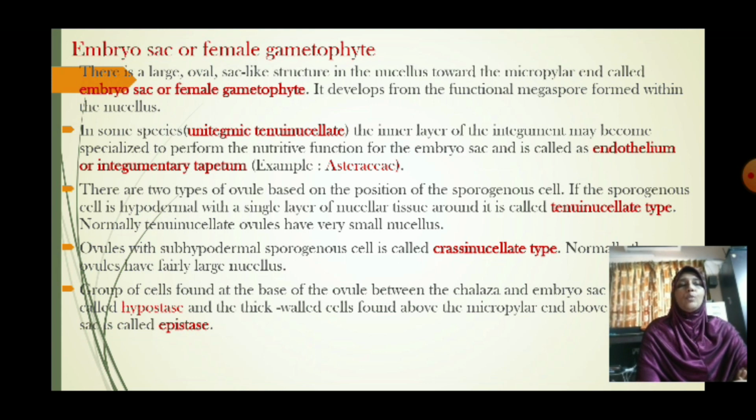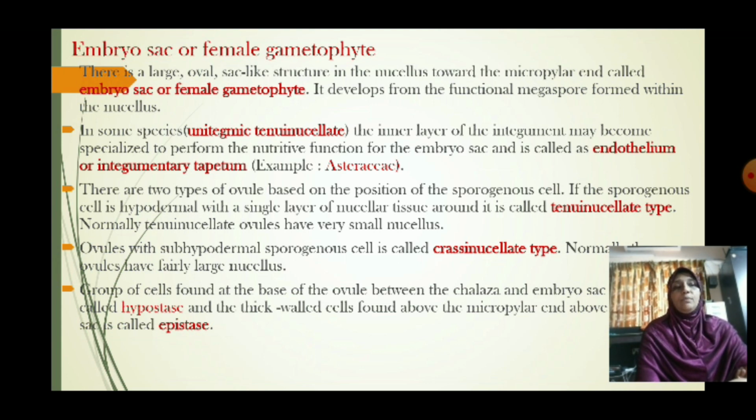There are two types of ovule based on the position of the sporogenous cell. If the sporogenous cell is hypodermal with a single layer of nucellar tissue around it, we call it tenuinucellate type. This type of ovule has a very small nucellus. Ovules with subhypodermal sporogenous cell are called crassinucellate type. This type of ovule has a fairly large nucellus.